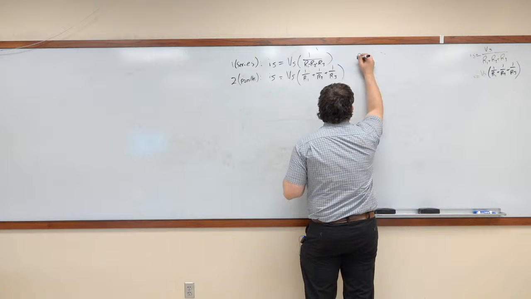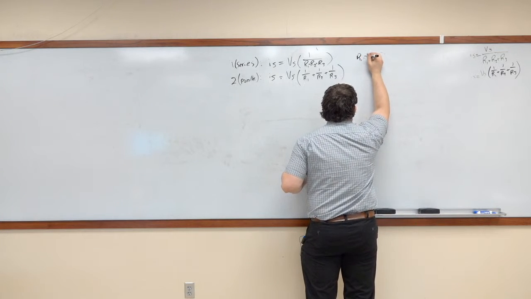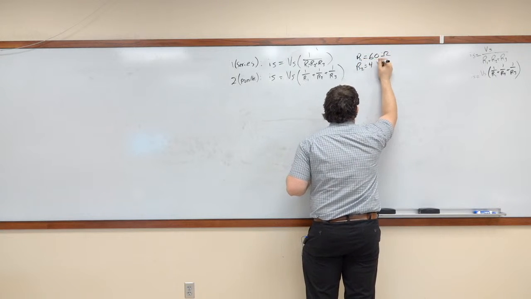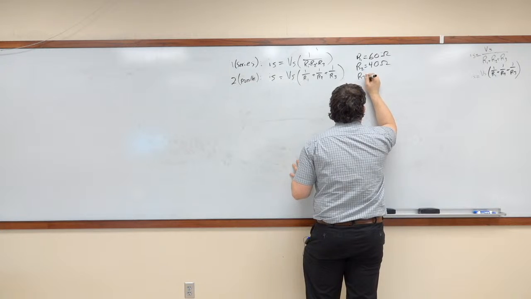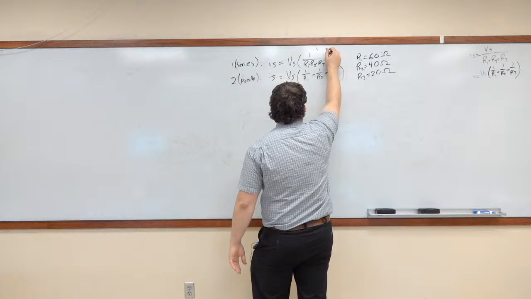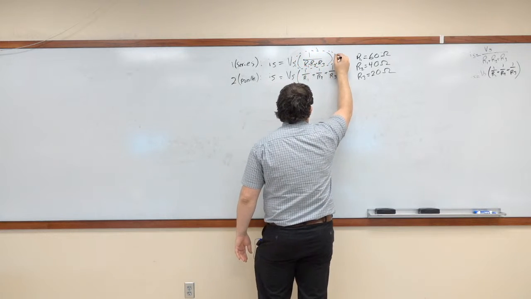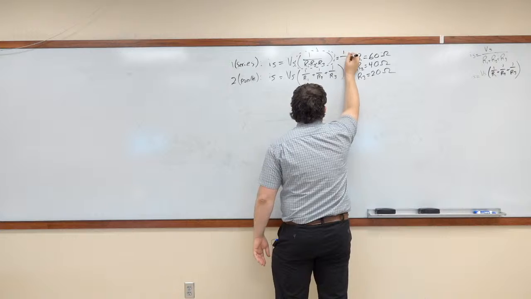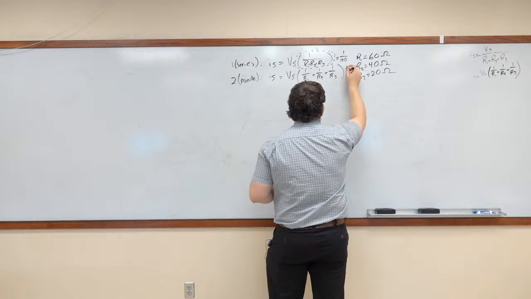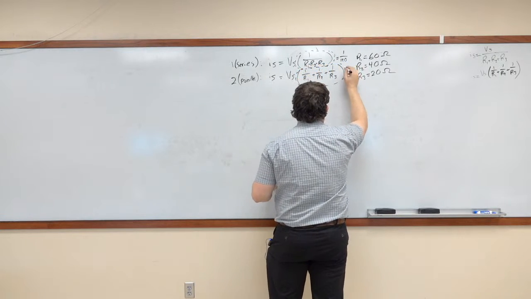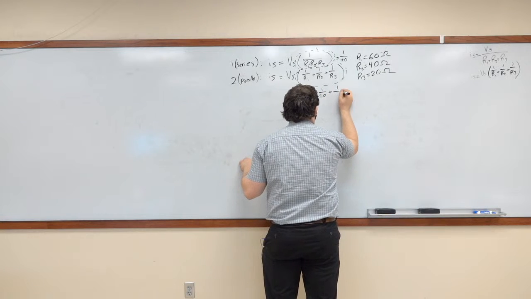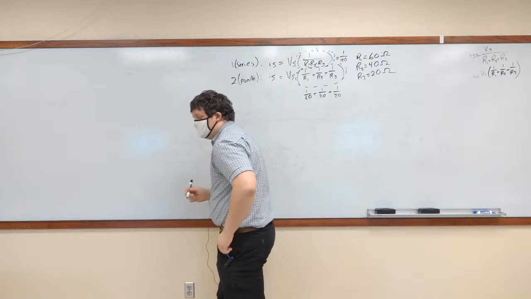R1 plus R2 plus R3. R1 was 60 ohms, R2 was 40 ohms, R3 is 20 ohms, okay? This number here, when we calculate it, is equal to 1 over 120. This number here, when we calculate it, is equal to 1 over 60 plus 1 over 40 plus 1 over 20. What does that equal?